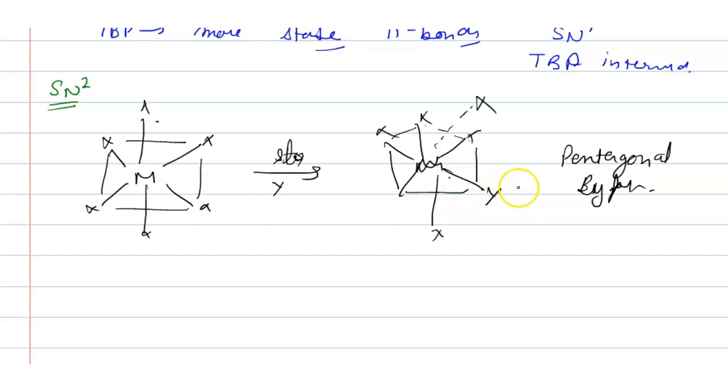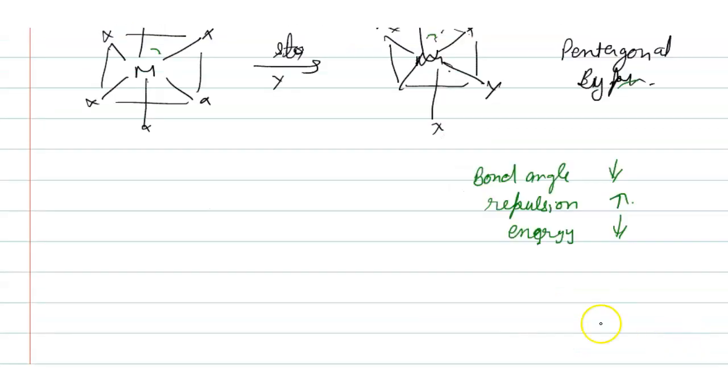Now in this reaction, movement of the metal-ligand bond: as the bond angle decreases, the repulsion between ligands increases. Here we can write, bond angle decreases and repulsion increases in the intermediate, and the energy of the pentagonal bipyramidal intermediate decreases. So energy will decrease.